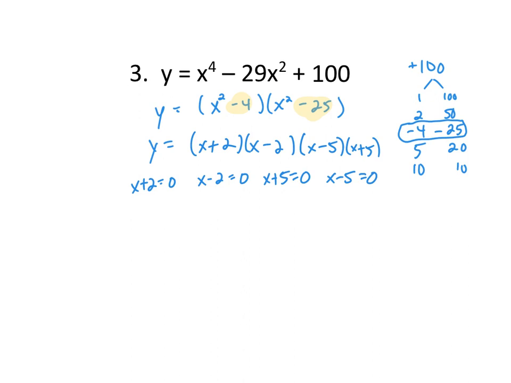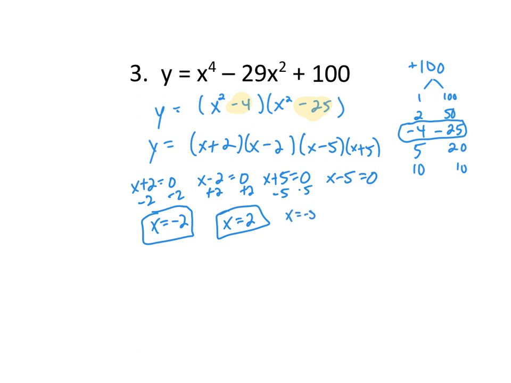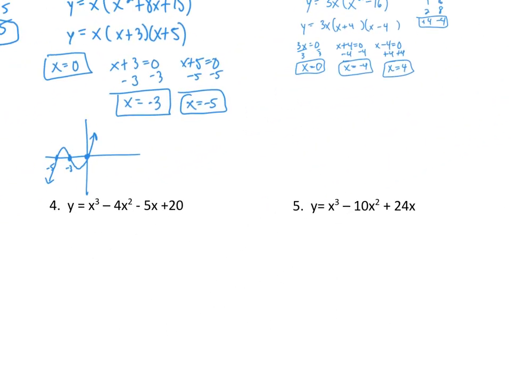And then we just solve them. Subtract 2, we get x equals negative 2. Add 2, we get x equals 2. Subtract 5, we get x equals negative 5, and then you add 5 and you get x equals 5. All right, let's go down to number 4 here.